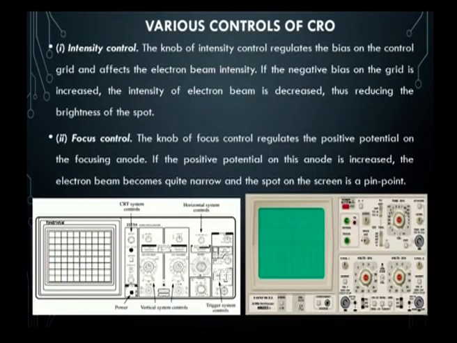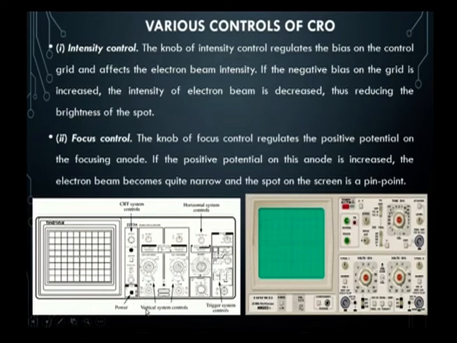Next, we move on to the controls. It is our duty to control the CRO manually. There are different knobs that give different controls for the use of a CRO, and we can study them here with the help of the figure. There are different control systems. The vertical system controls the vertical position of a signal. If we need to move the signal pattern up and down, that is, top to bottom, that can be achieved with the help of the vertical system control knobs.